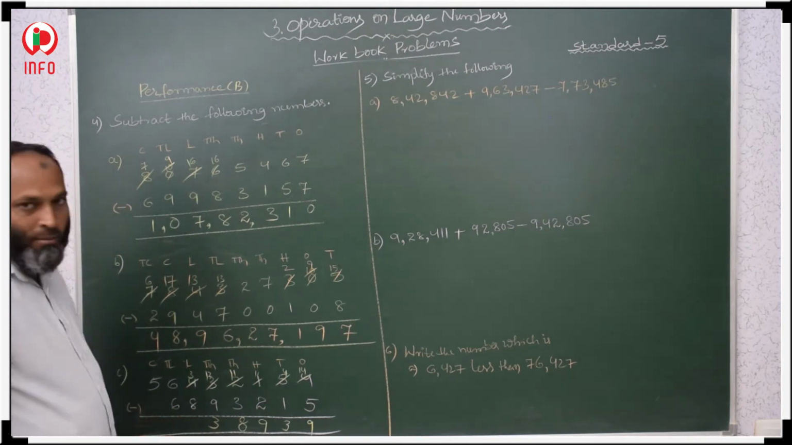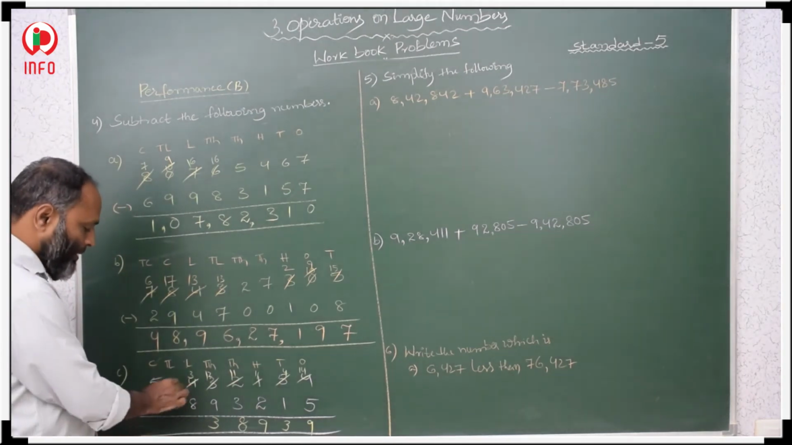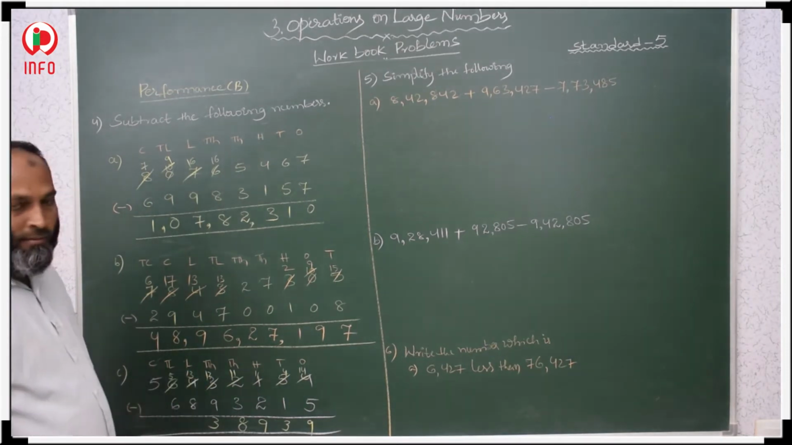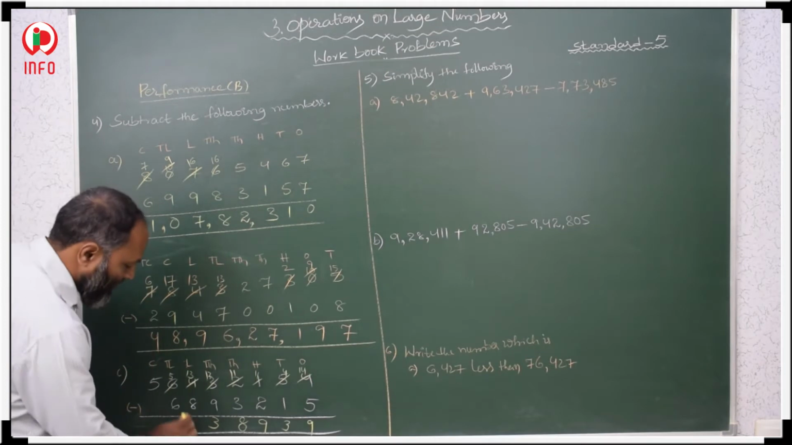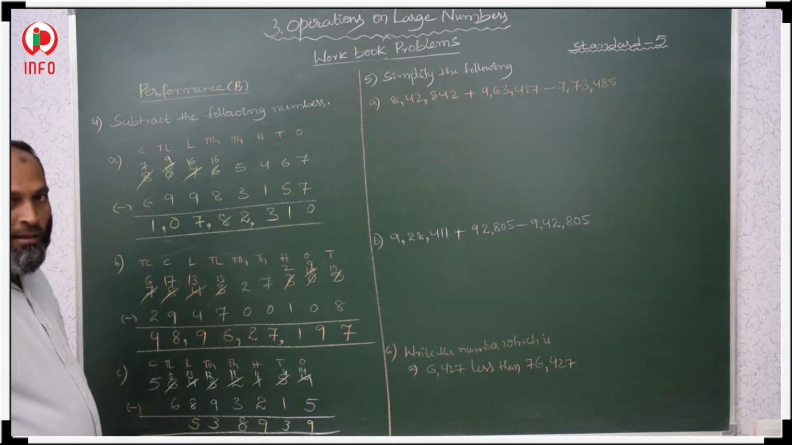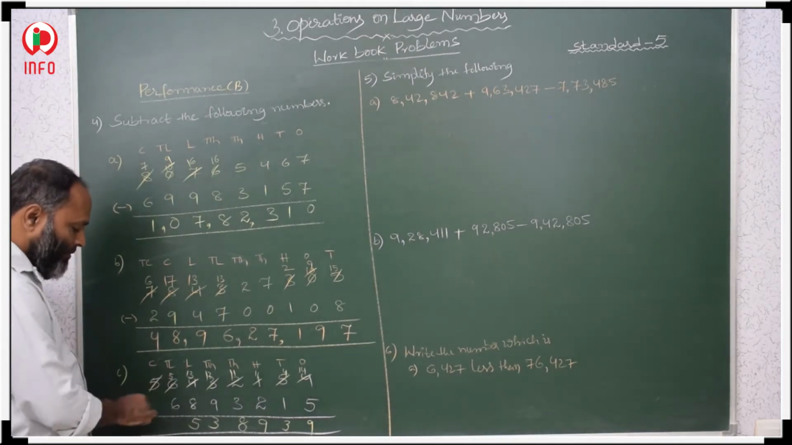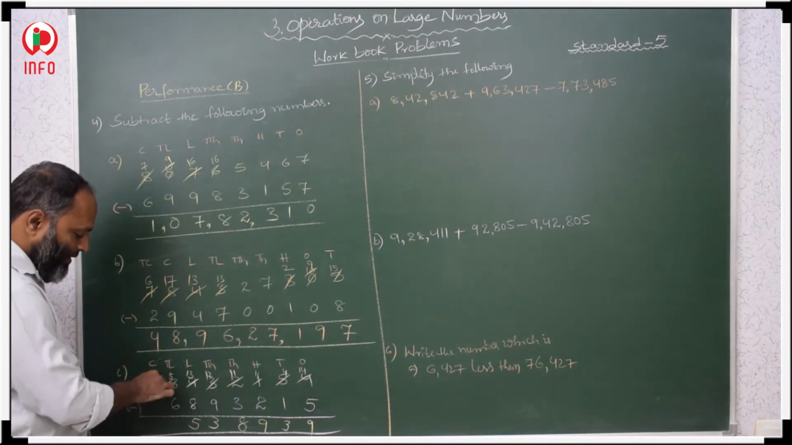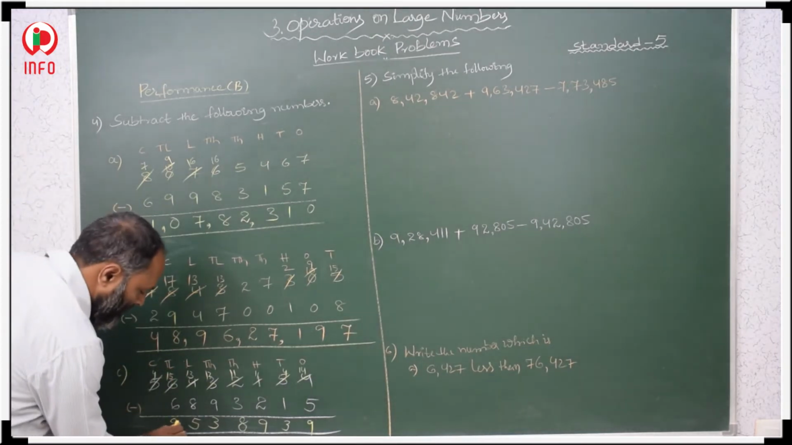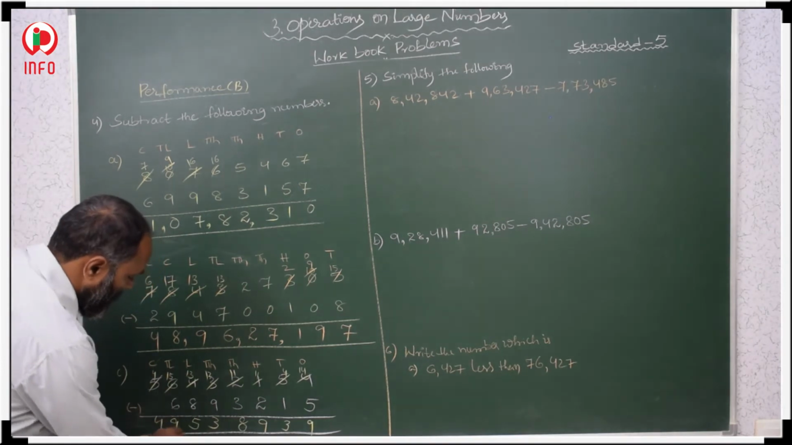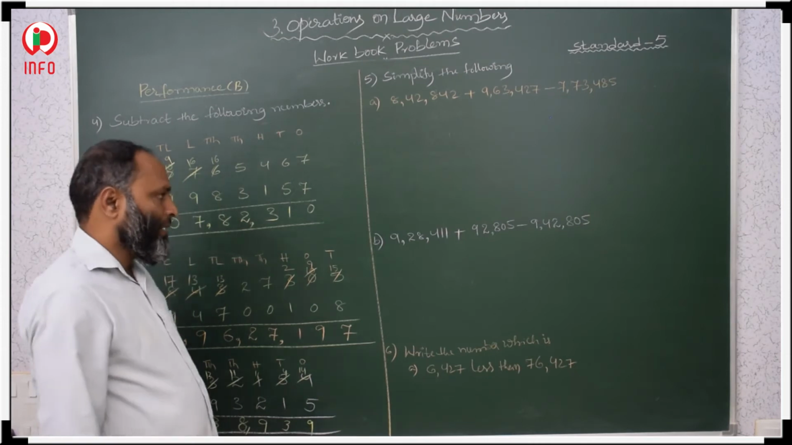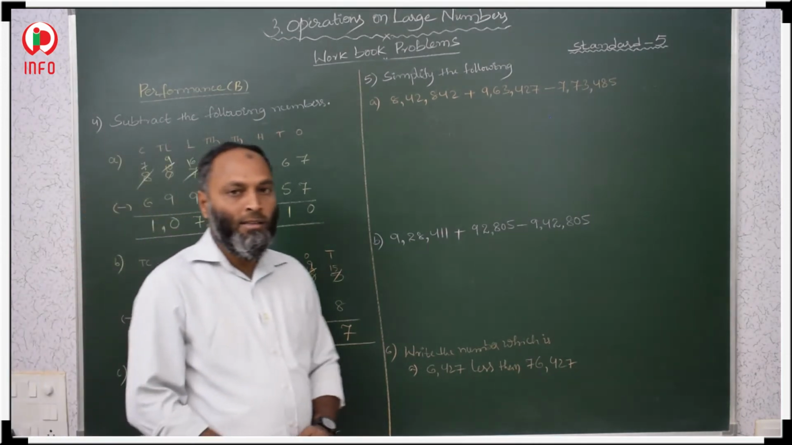3 minus 8. Minuend is less. Again take borrow from the next place. It will decrease by 1. It will increase by 10. 13 minus 8 is 5. 5 minus 6. So again minuend is less. Borrow from the next place. It will decrease by 1. It will increase by 10. 15 minus 6 is 9. And this 4 as it is. 4 crore 95 lakhs 38,939. This is our answer.